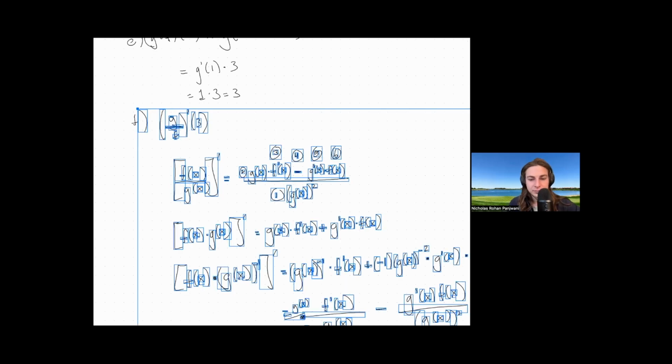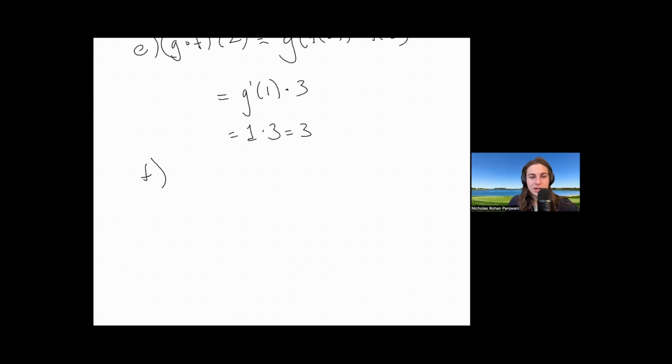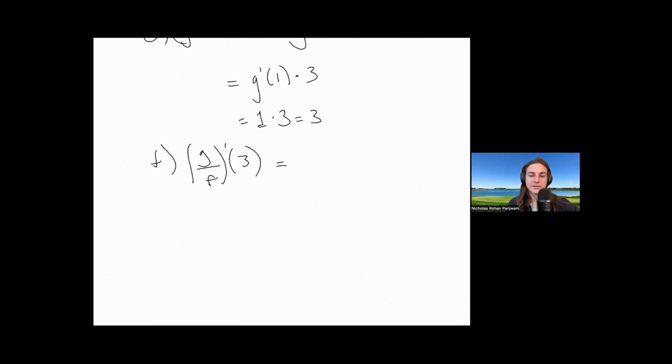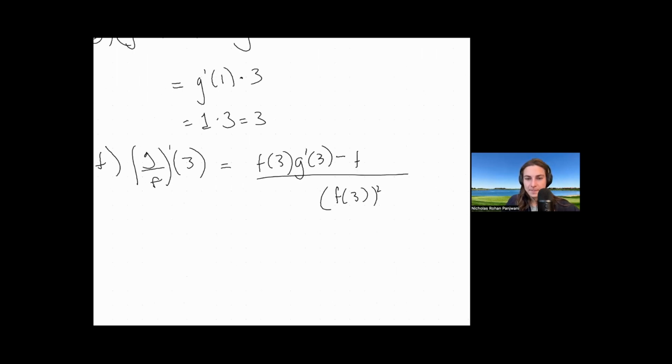Okay. So we have g over f prime of 3. Is that correct? G, yeah, okay. So the quotient rule would tell us that this is equal to, so now it's flipped, right? So it's not g on the bottom anymore, it's f on the bottom. So we have f, not prime, but f of 3 squared. And then on top we have f of 3 times g prime of 3 minus f prime of 3 times g of 3, right? So it's just flipping the order of f and g in this case.